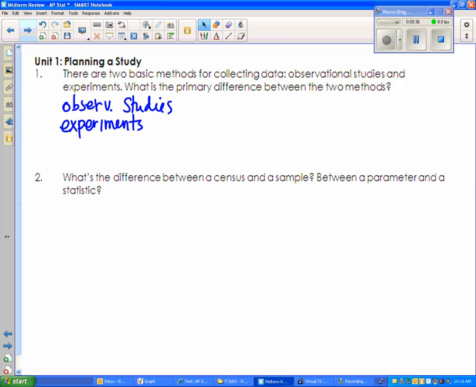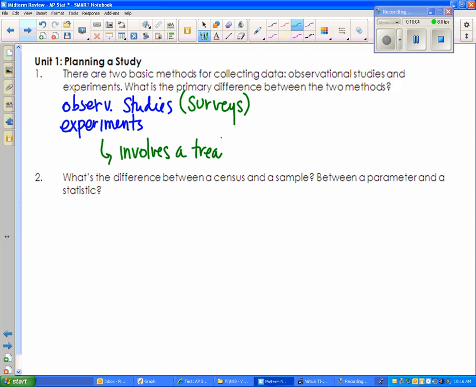Our textbook may actually list them separately, but a survey is considered a type of observational study, in my opinion. So the way that I look at it, and I think the way a lot of textbooks look at it, is you either have an observational study where you're just gathering information that already exists, or you're doing an experiment. And the critical difference is that an experiment involves a treatment.